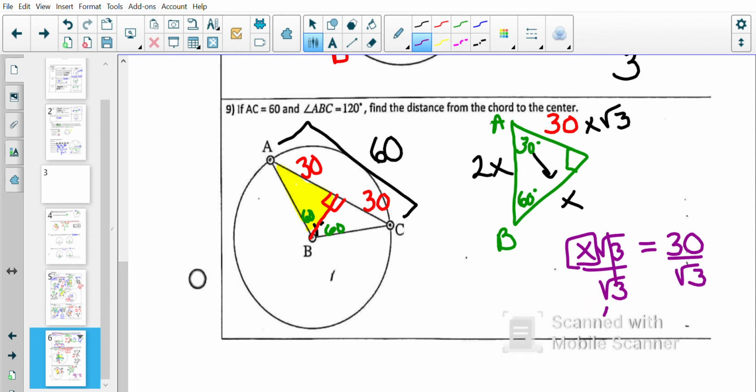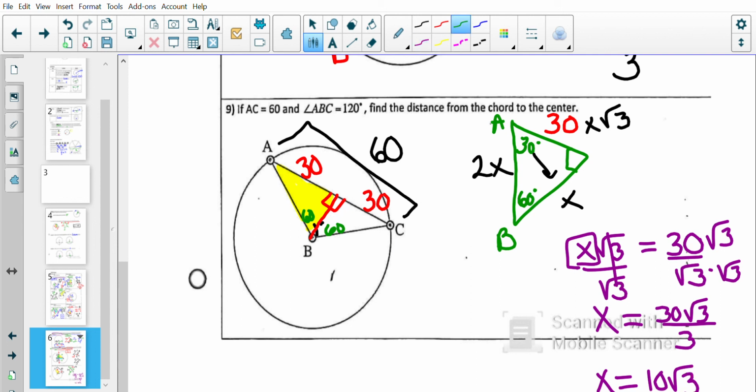We're going to get x is equal to, multiply by root 3, we have to rationalize this, 30 root 3 over 3. x will equal 10 root 3. And that is going to be the length from our center to our chord. So our answer is 10√3.